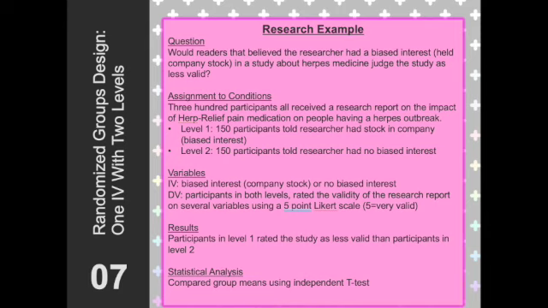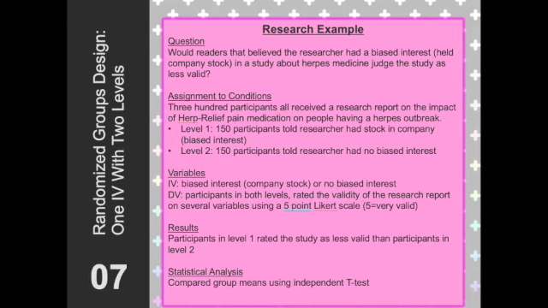So let's pretend that the research question we're interested in is, would readers that believed the researcher had a biased interest, meaning that they held company stock, for example, in a study about herpes medicine, judge the study as less valid? So if the readers of some article in a journal believed that the person who did the research held company stock in the company that it did the research on, and let's say that company makes herpes medicine, would participants judge that study as less valid?